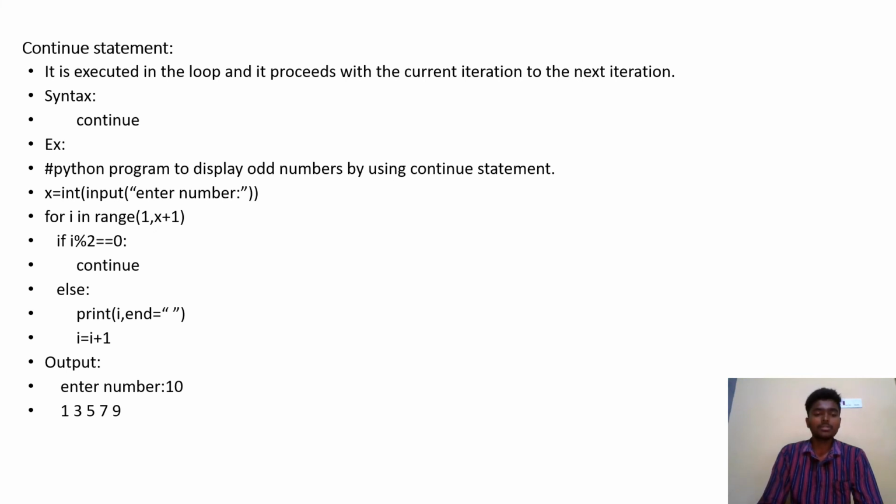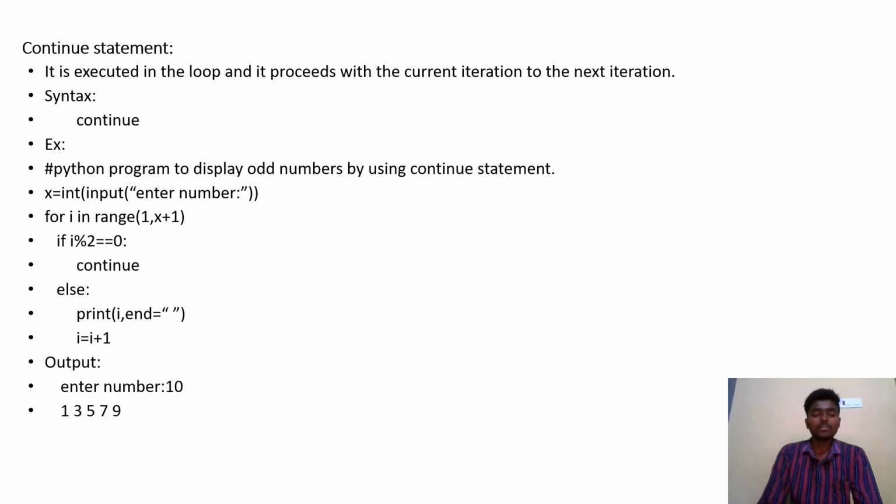While coming to the execution, I am entering the value of x as 10. At first, the i value will be 1, and if 1 mod 2 equals to 0, continue. False, that's why it comes to the else block. Else print i, and the value 1 gets printed, and the i value gets incremented, and it goes to the for condition. For i in range of 1 comma 11, if 2 mod 2 equals to 0, then continue.